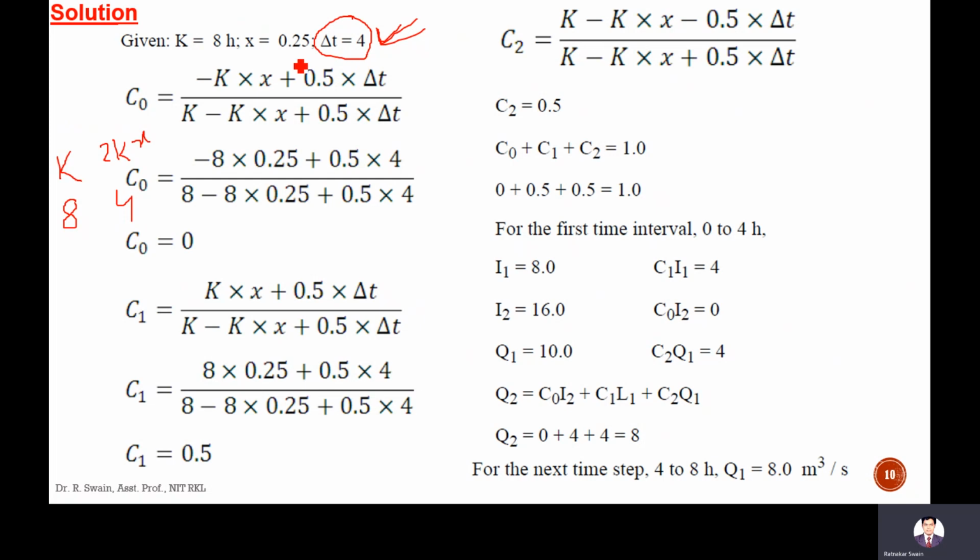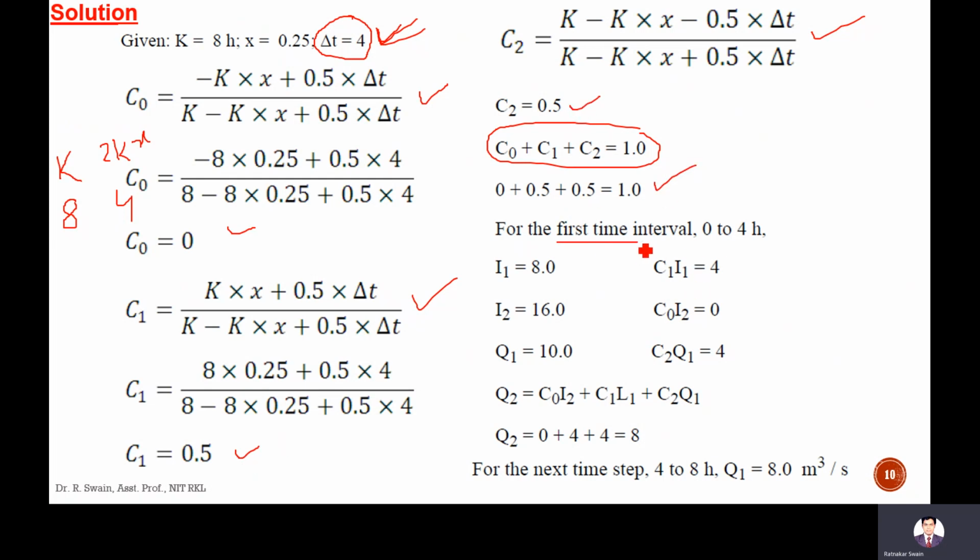Once the delta T, K and X values are chosen, C naught can be calculated using this expression, C1 can be calculated using this expression, and C2 can be calculated. We should check whether the sum is 1 or not. C naught, C1, C2 are 0, 0.5, 0.5, so this total is 1.